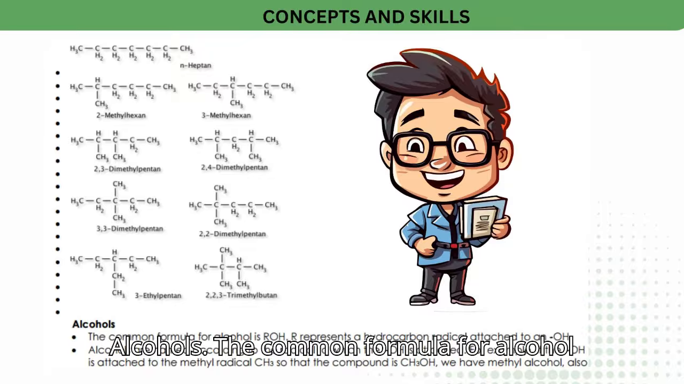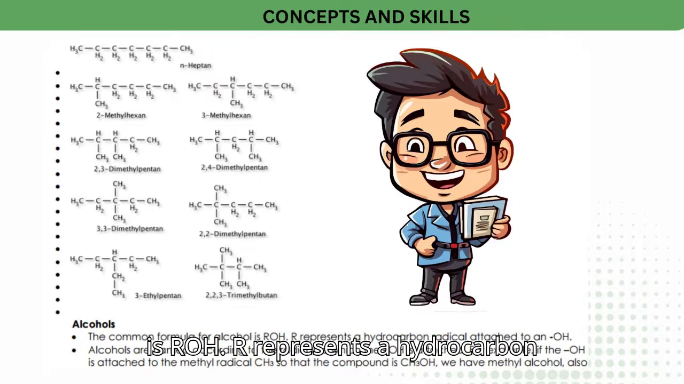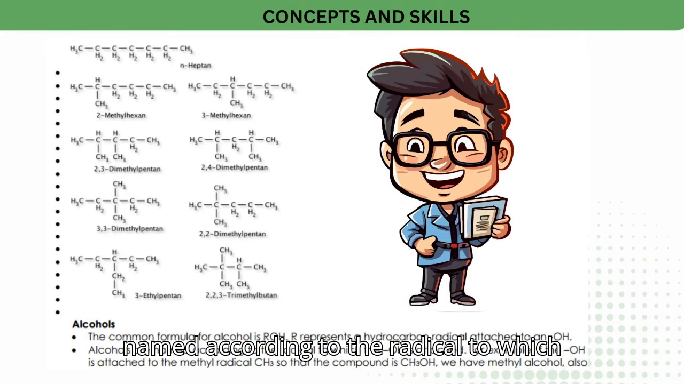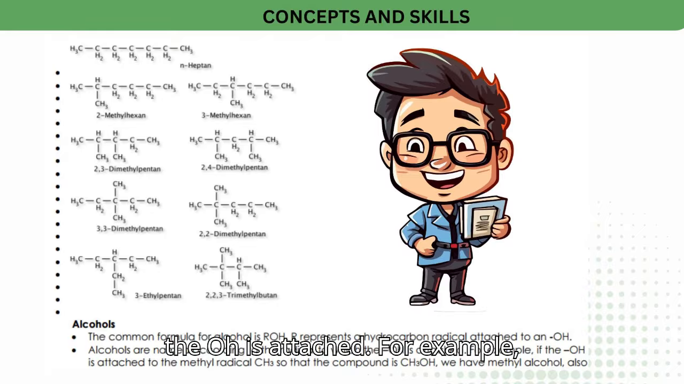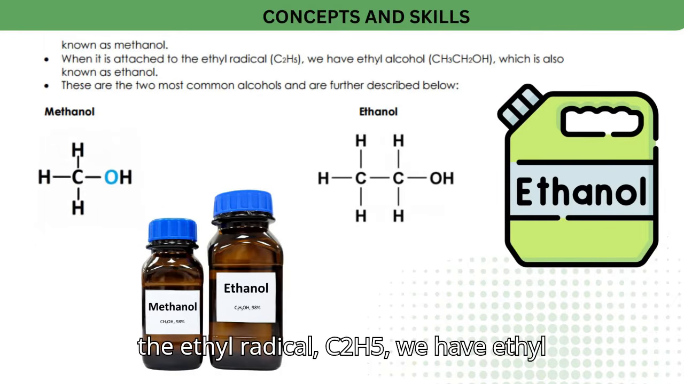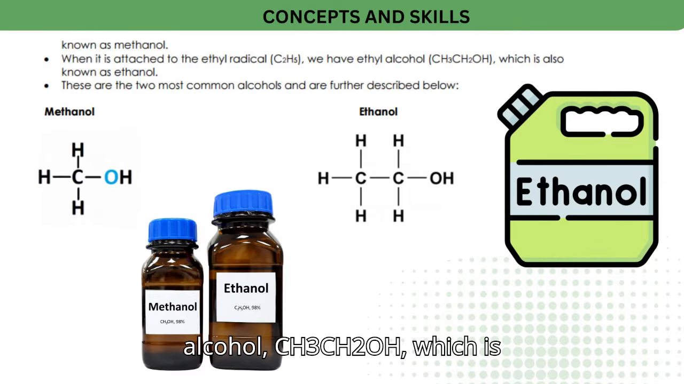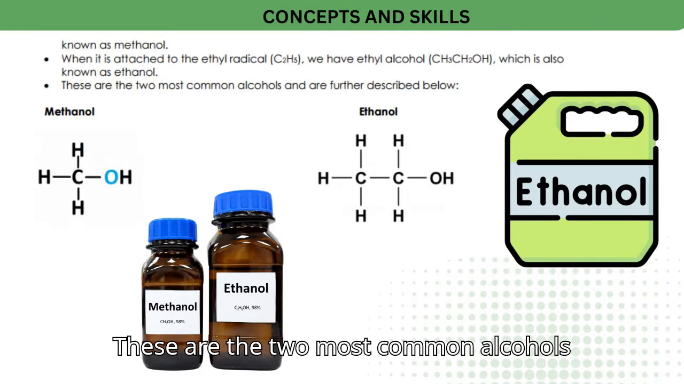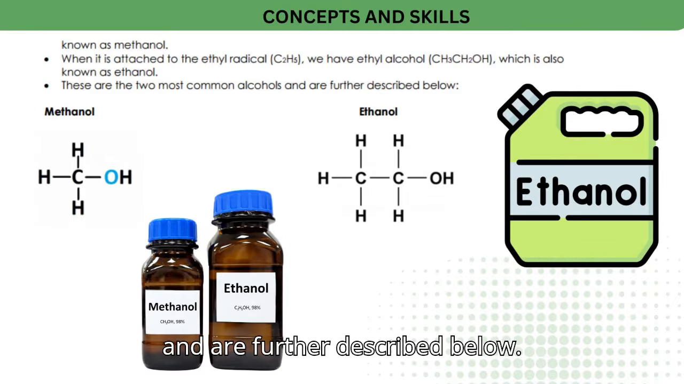Alcohols. The common formula for alcohol is ROH. R represents a hydrocarbon radical attached to an OH. Alcohols are named according to the radical to which the OH is attached. For example, if the OH is attached to the methyl radical CH3 so that the compound is CH3OH, we have methyl alcohol, also known as methanol. When it is attached to the ethyl radical, C2H5, we have ethyl alcohol, CH3CH2OH, which is also known as ethanol. These are the 2 most common alcohols and are further described below.